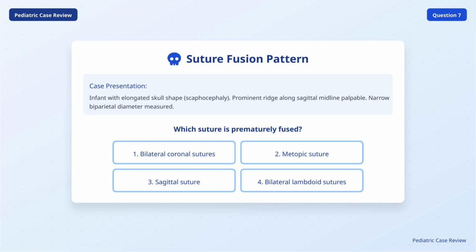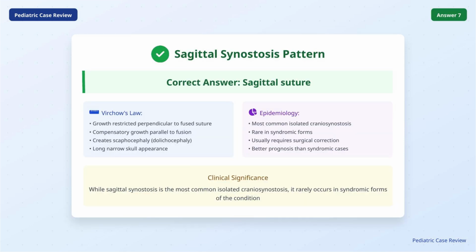Which suture is prematurely fused? Option 1, bilateral coronal sutures. Option 2, metopic suture. Option 3, sagittal suture. Option 4, bilateral lambdoid sutures. The correct answer is sagittal suture.